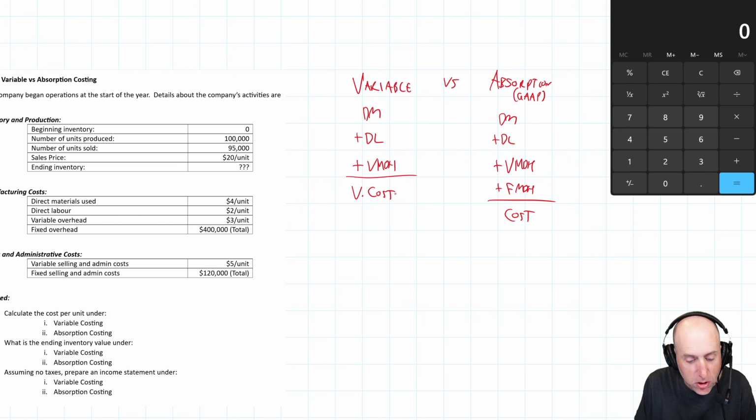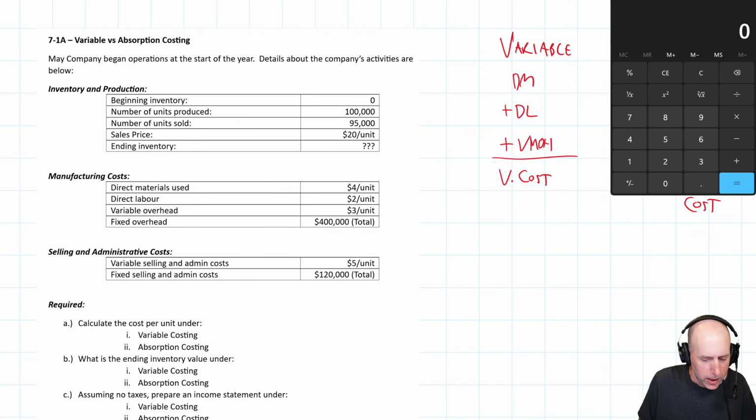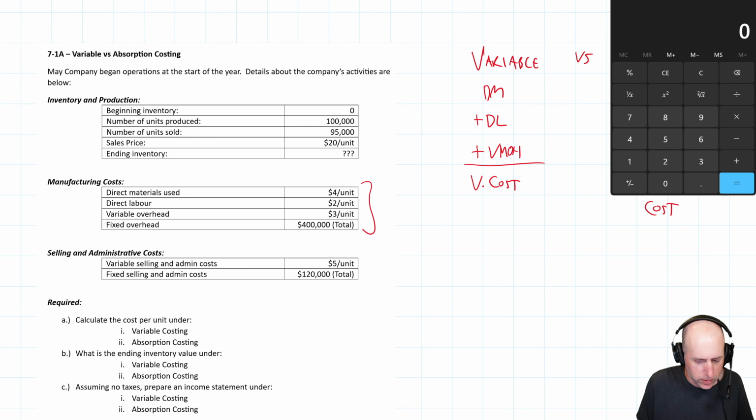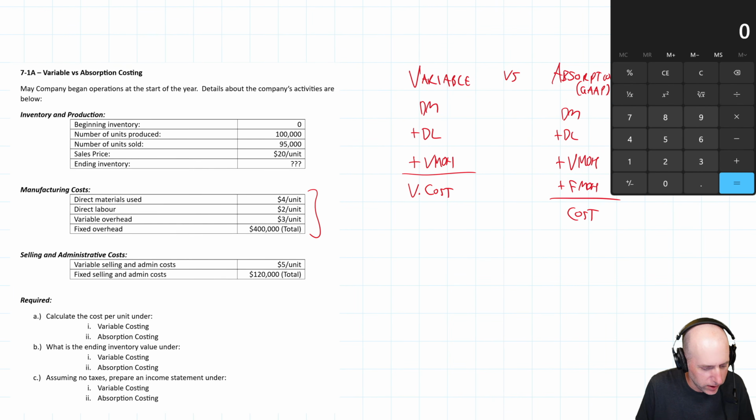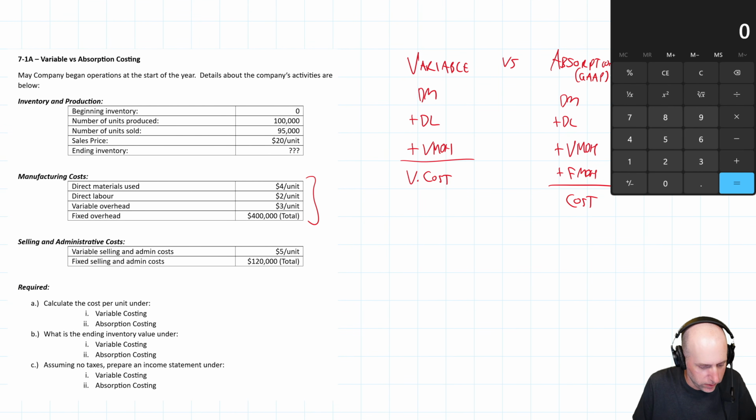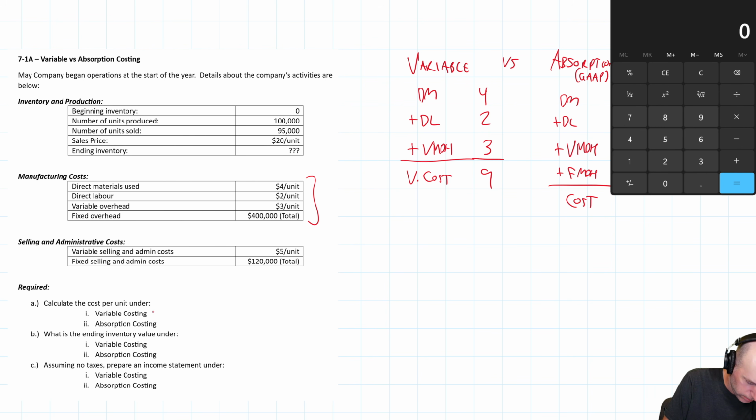So fairly straightforward. Let's solve part A here then, and we'll focus in on these manufacturing costs. So the manufacturing costs give us the material, the labor, and the overhead. So let's use them. Material is 4, labor is 2, variable overhead is 3. So 4 plus 2 plus 3, that's 9. So there we go. Cost per unit under variable costing, 9.